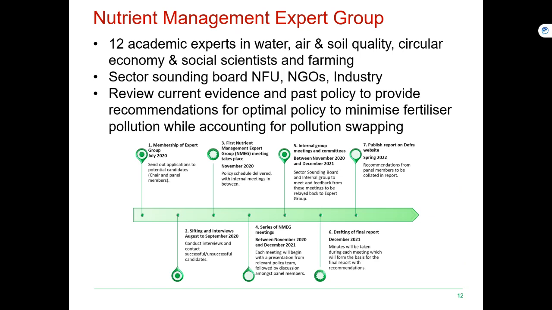To keep the discussions really well grounded, we've also set up a sector sounding board, and this is widely represented by the farming and manufacturing industry, as well as appropriate NGOs. And the group has a rolling 16-month programme, at the end of which they'll come up with recommendations for optimal policy to minimise fertiliser pollution while accounting for pollution swapping.